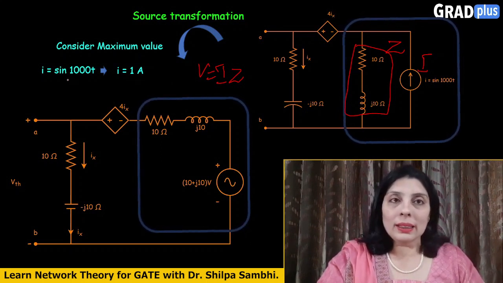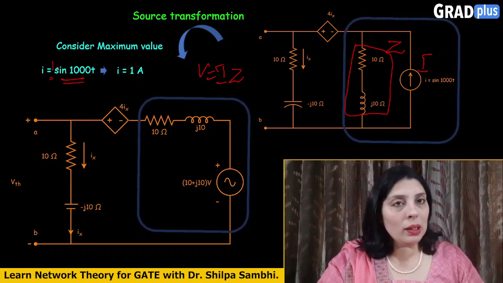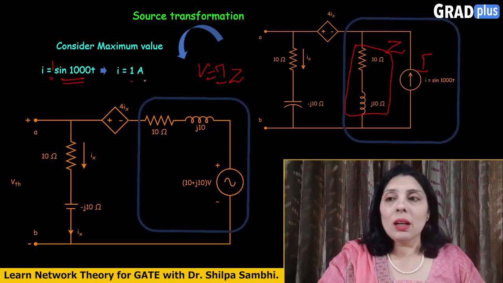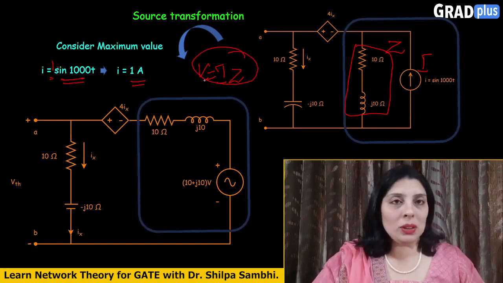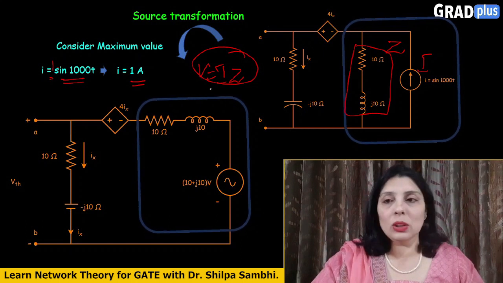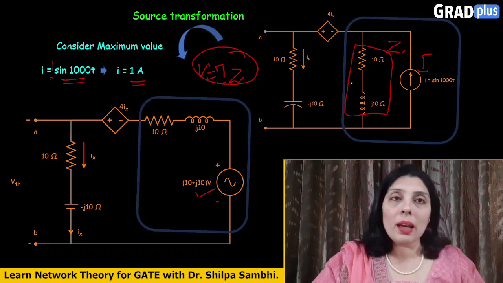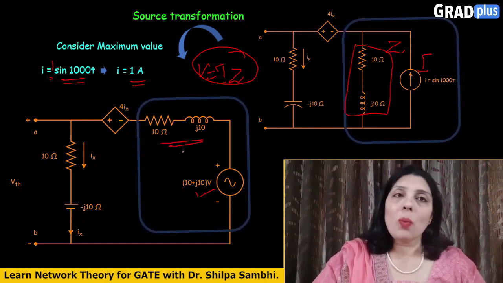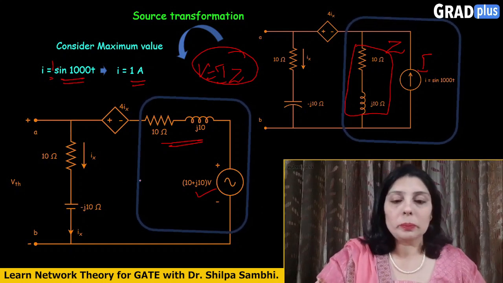You are given I equal to sine 1000t. The constant value appearing here is 1, so that will be the maximum value. So the maximum value for current is 1 ampere. Consider this value, and Z is 10 plus j10 ohms, and using this expression you will get the value for the voltage source as 10 plus j10 volts, and this impedance which appears in parallel to the current source will now appear in series with this voltage source. So now the simplified circuit will look like this.